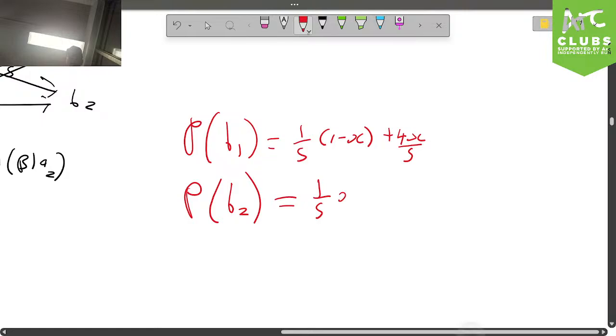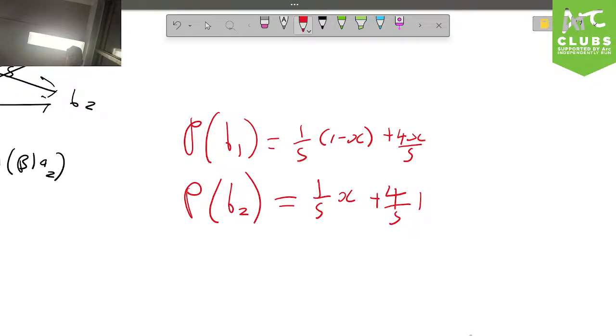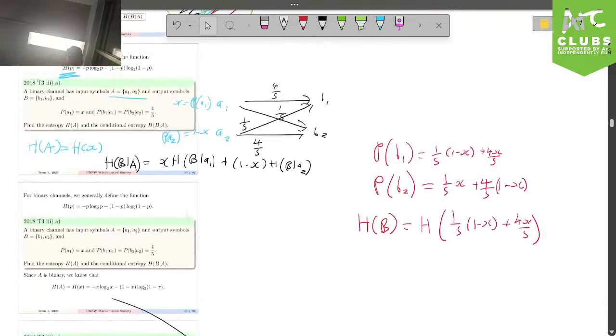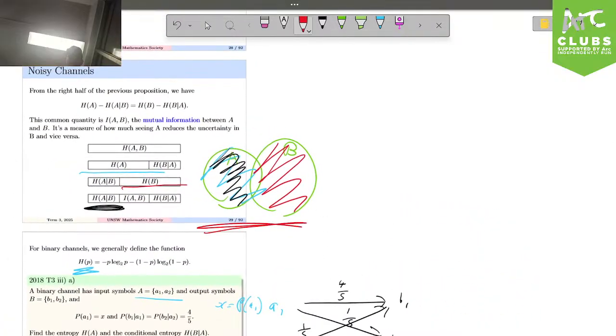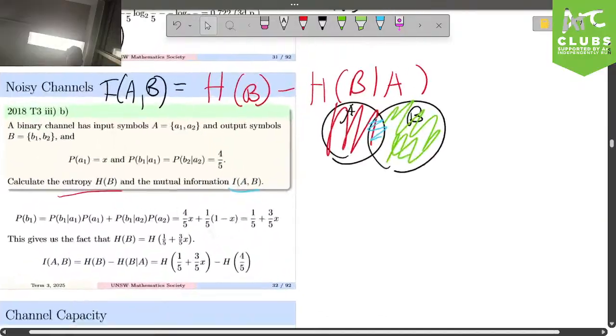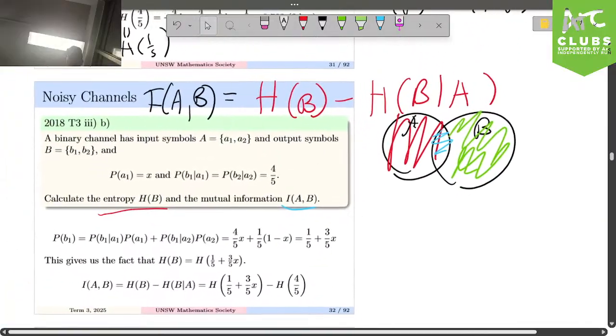1 over 5 times x plus 4 over 5 times 1 minus x. So H of B would be H of 1 over 5, 1 minus x, plus 4x over 5. Okay, so even if you're a little rusty like me, you can eventually work it out using this type of method, which hopefully means you're going to fare well in your exam. That's good, unless I made a mistake.